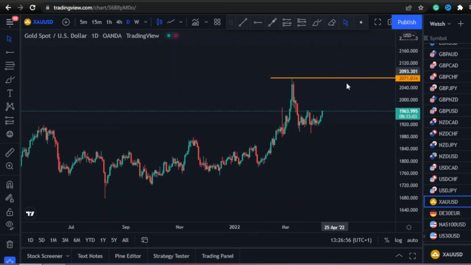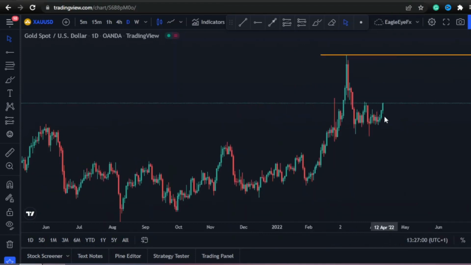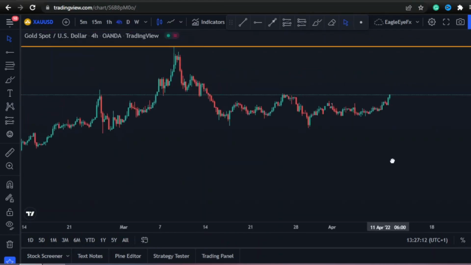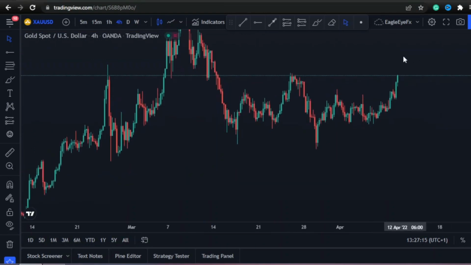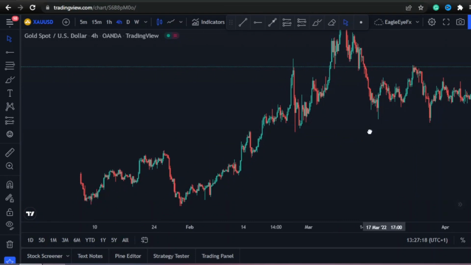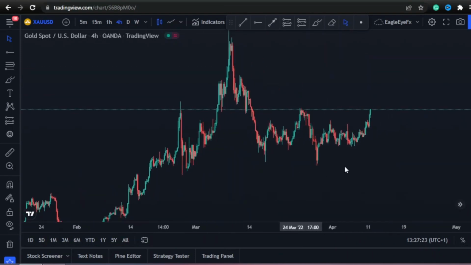Let me increase the size here. I'm anticipating this to come all the way up to here, perhaps to give me a double top before it actually goes down. So let me go to the 4-hour time frame. On the 4-hour time frame, you can see there was an impulse move here, an impulse move, correction, and it came all the way down.